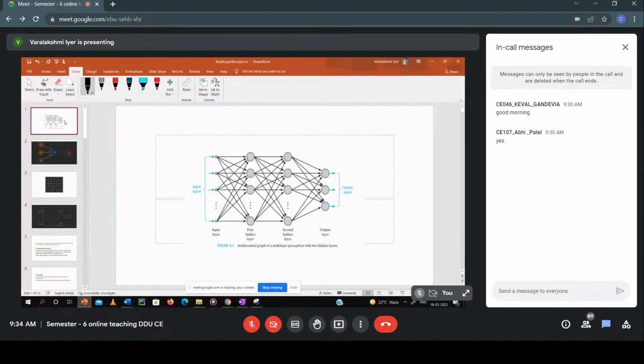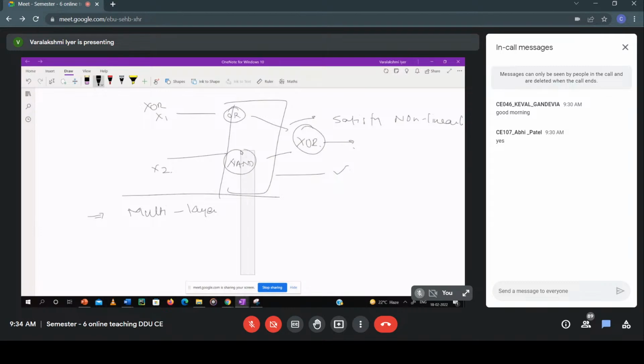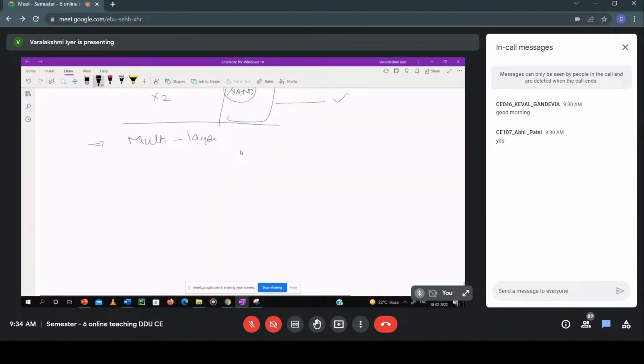So what will happen in the first hidden layer? The first process that will happen in the case of multi-layer perceptron will be explained next. Up to this point, is everyone clear on why we got introduced to multi-layer perceptron and what the basic architecture is? Up to this everyone is clear?